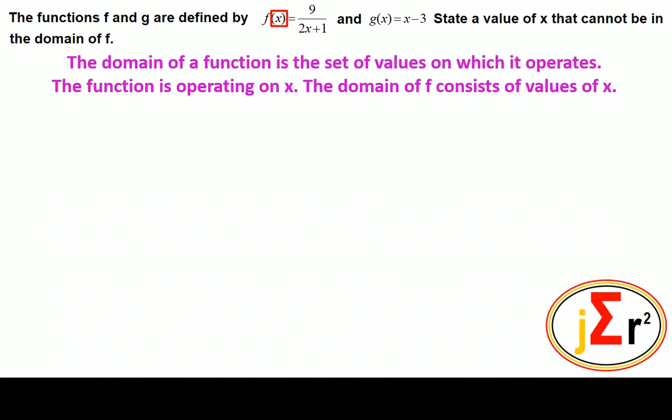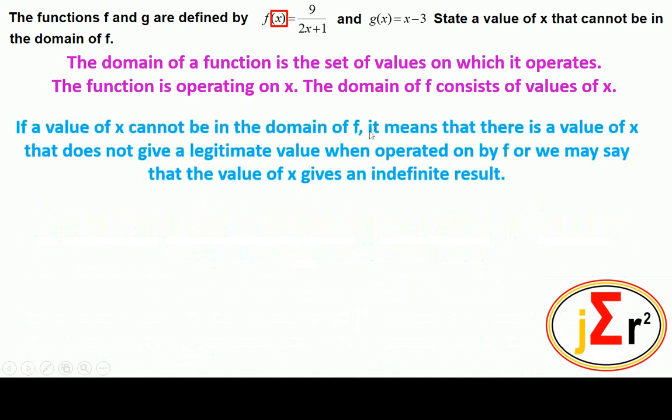The domain of a function is the set of values on which it operates. The function is operating on x. The domain of f consists of values of x. Here we have it: f is operating on x. Therefore, the domain of f will be the values of x.